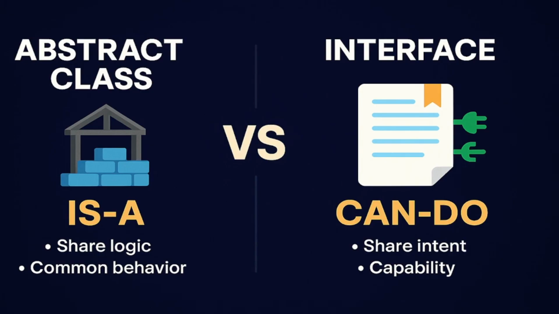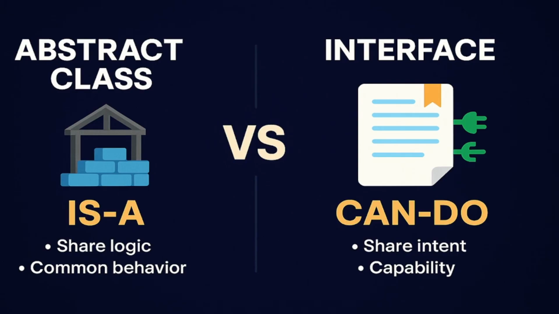On the right hand side, we have a signed contract. That is the interface. The document indicates a contract. It tells you what is required but gives you nothing pre-built. You are saying, I agree to provide these features. So here is the quick takeaway to understand what an abstract class is and what an interface is. An abstract class is an is-a relationship. It defines identity with logic. An interface is can-do. That means it defines capability with no logic.